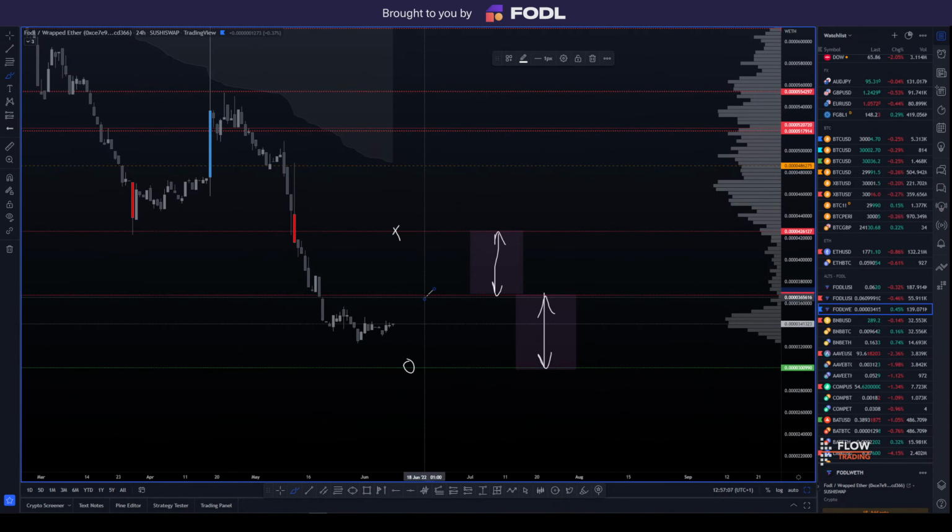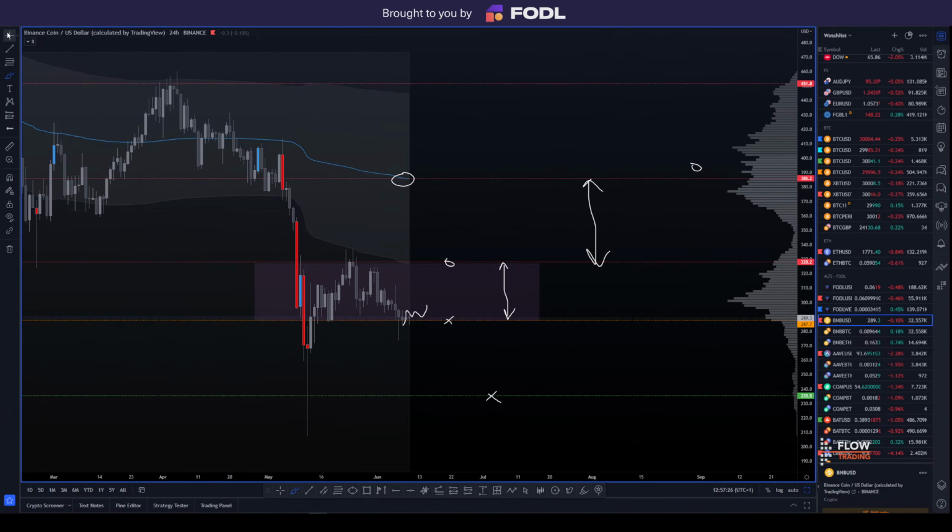So I think for now, this here is resistance, and this here is support. That's how I see it playing right now. That's why we've got these two little arrows there to define where the support and resistance levels are, where the range is. So moving on to BNB USD. This is the Binance coin versus US dollar. Let me just delete that little scribble there.